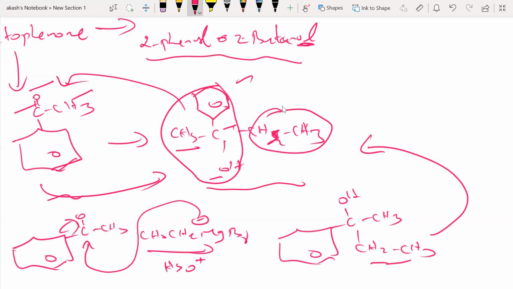Basically this can be written like this also. CH3, CH2, COH with the CH3 and this thing. Same thing. This is what you will get. Very simple. You'll be able to guess this. All you have to do is add a Grignard reagent that is nothing but CH3, CH2, MgBr. Very simple. Right? Okay.